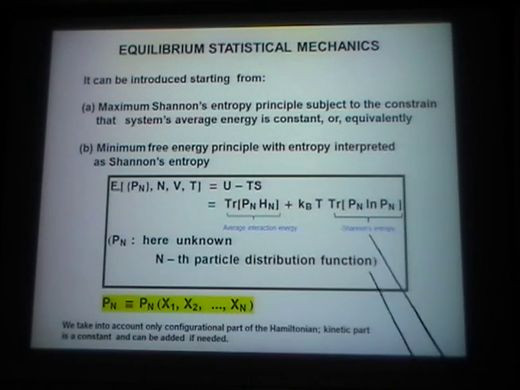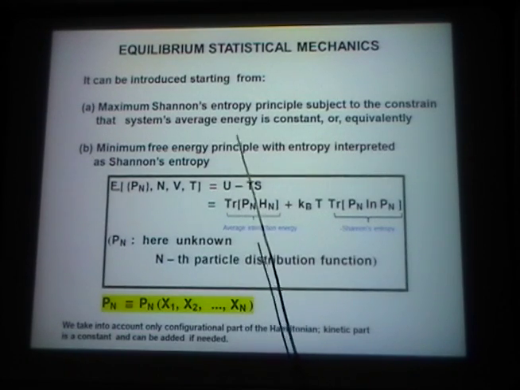As you know, the basic statistical function which can be defined for an n particle system is the n particle distribution function. It gives you the probability of finding molecule number 1 with the degree of freedom x1, number 2 with the degree of freedom x2, and number n with the degree of freedom xn. This is the maximal statistical information that you can actually create for an n-body system.